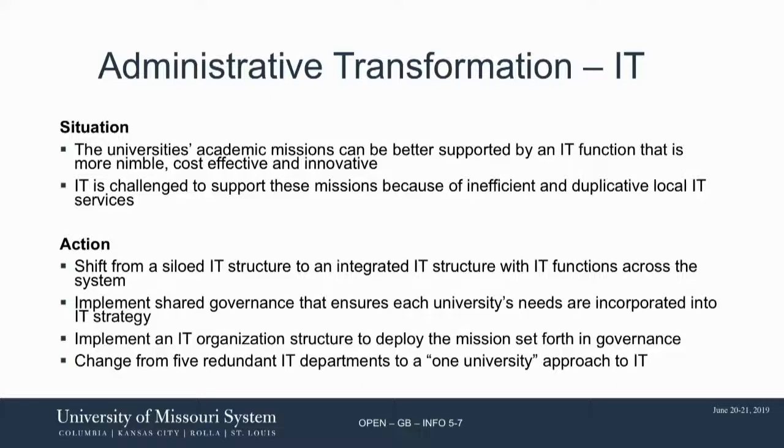The IT administrative transformation has also been keeping us relatively busy. The outcome of the engagements that we had with PwC last fall were summarized in this couple of sentences that essentially the university's overall performance would be enhanced by a more nimble, cost-effective, and efficient IT support organization. So we are in the process, beginning late last fall, of shifting from a siloed IT structure on each campus to one that is a unified IT organization across the entirety of the system.